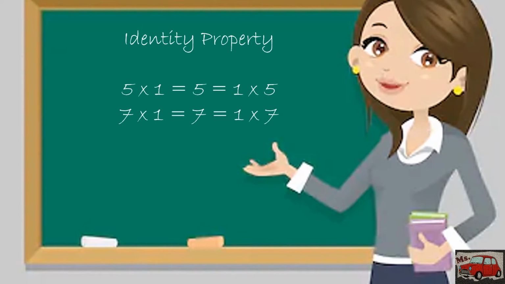Identity property. Sinasabi lang dito that when you multiply a number by 1, the answer is always that number. Example, 5 times 1 is equals to 5. Kahit baliktarin mo sila, it still equals to 5. Another example, 7 times 1 is equals to 7. And 1 times 7 is still 7. Identity means whatever you multiply by 1, that number is still the answer. So that is one characteristic of multiplication.